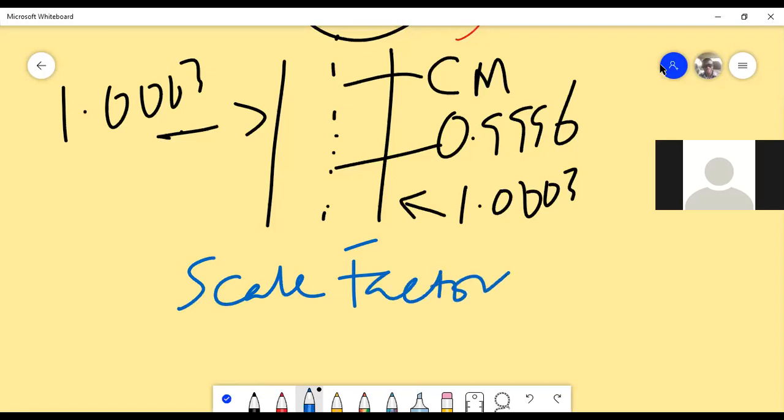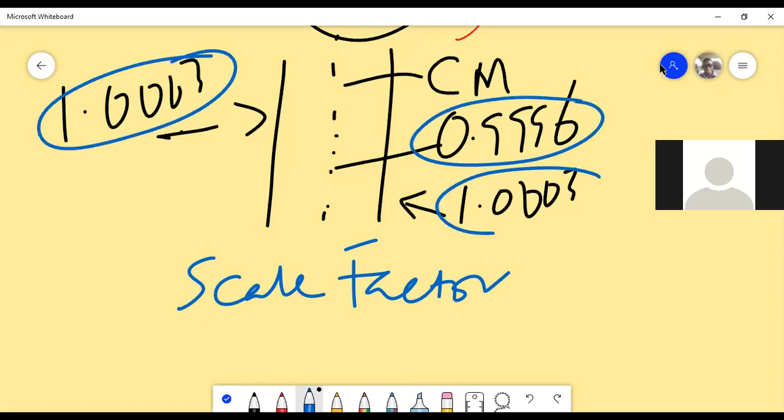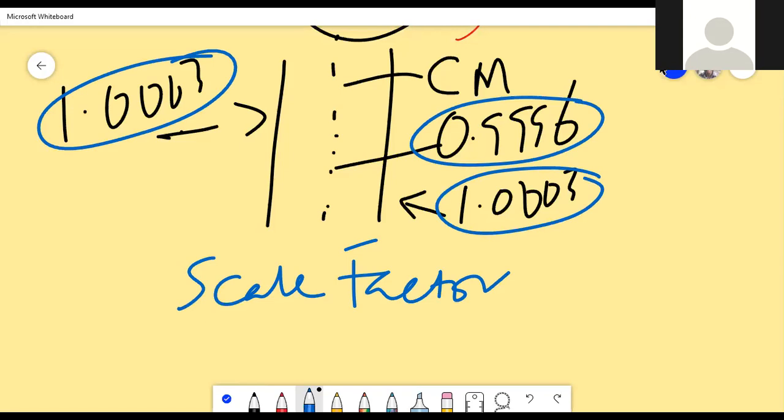Scale factor of 1. So these are scale factors, but I want you to use that concept of scale factor of 1 to now understand what these mean. Yes, what is scale factor of 1? What does it mean?